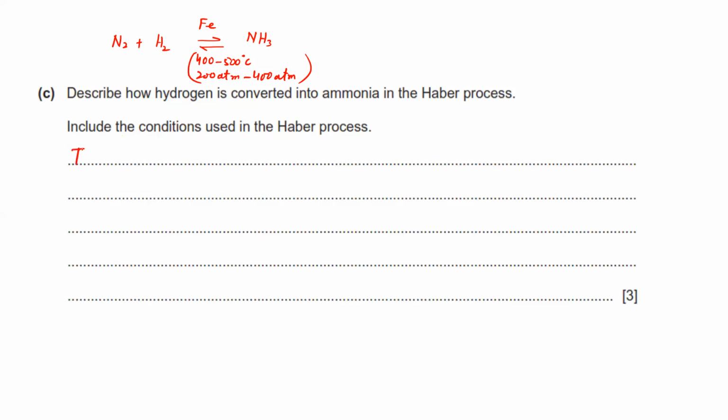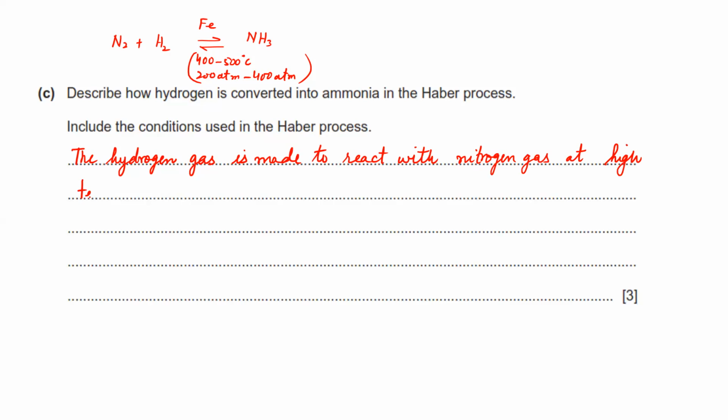So in words, let's write the hydrogen gas. Remember, this gas is made to react with nitrogen gas at high temperatures, and write in brackets 400 to 500 degrees C.